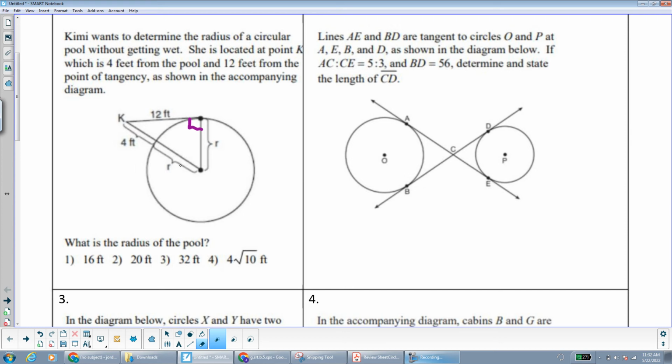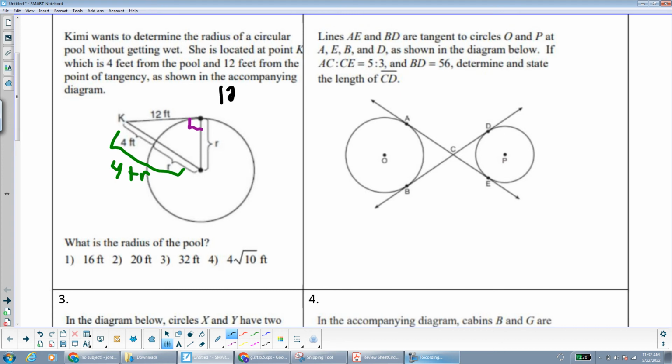So I know that here I have a right triangle. I also know that this whole distance from here to here is 4 plus r, because remember, to get a whole, if you have two parts, you can combine them together with addition. And this side of the triangle is r. So using the Pythagorean theorem, since I do have a right triangle, I can set up an equation.